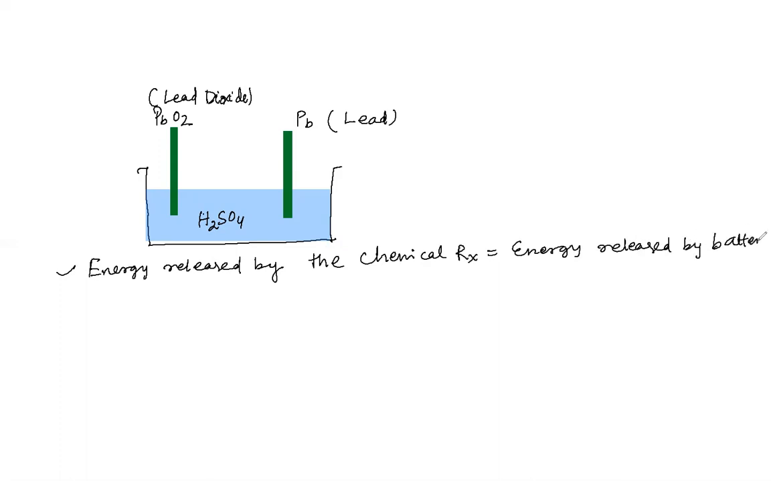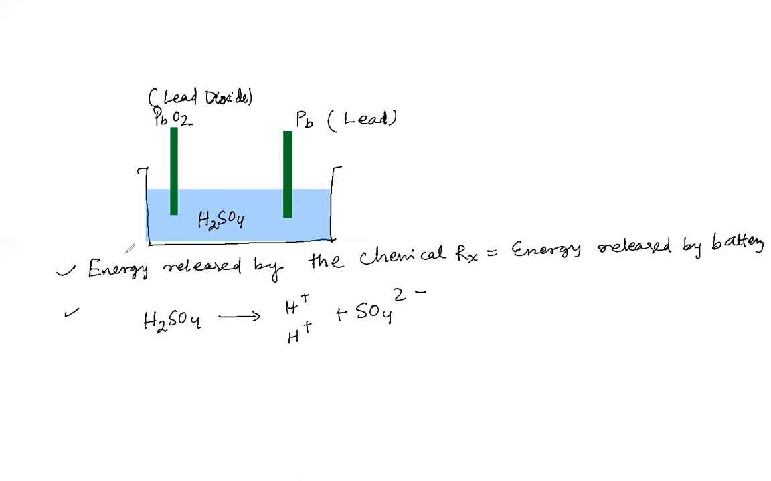Let us see how the charges get accumulated to create the potential difference. Let's understand it. Whenever this H2SO4 solution dissociates, it forms 2 hydrogen ions. Along with that, we get 1 sulfate ion, SO4 2 minus.